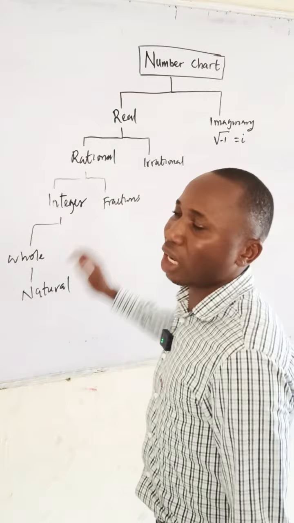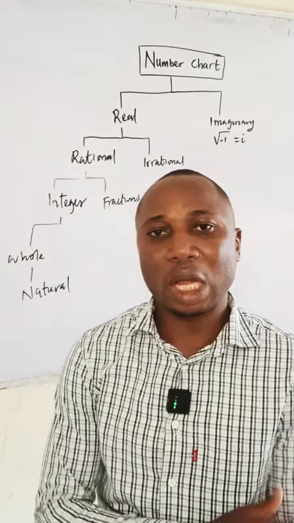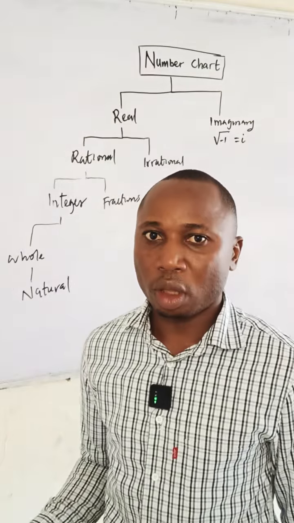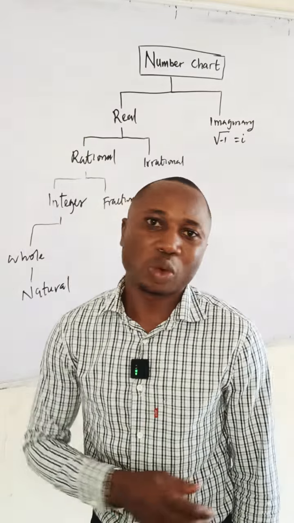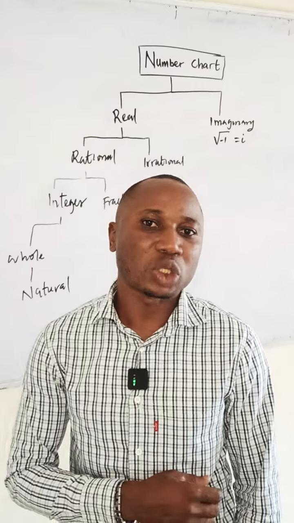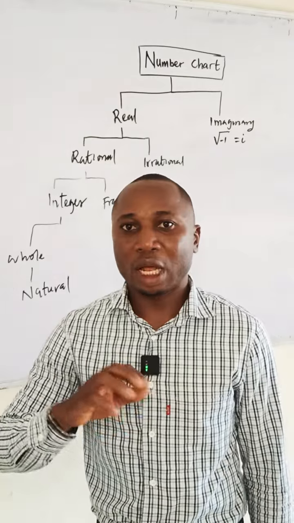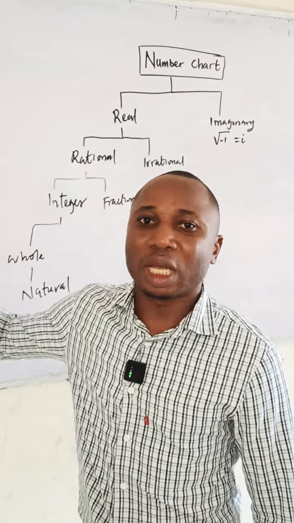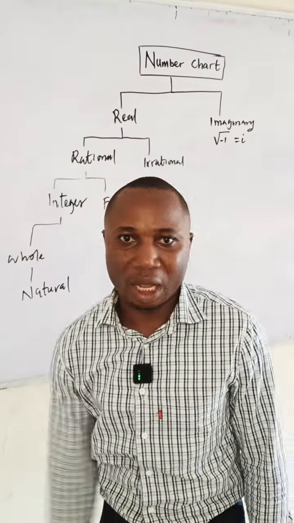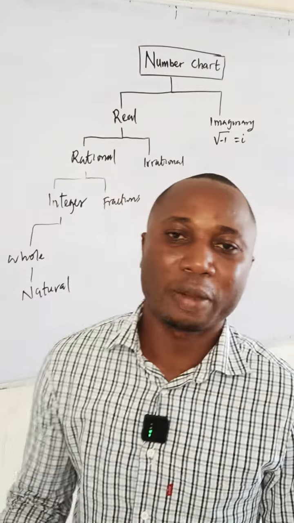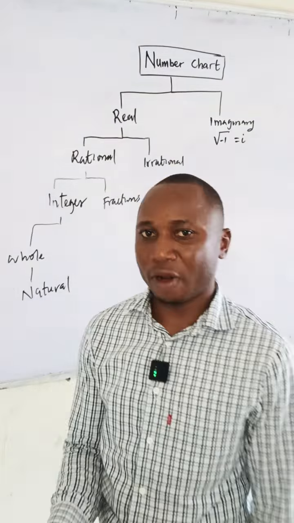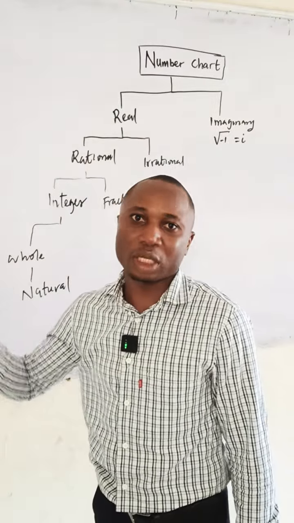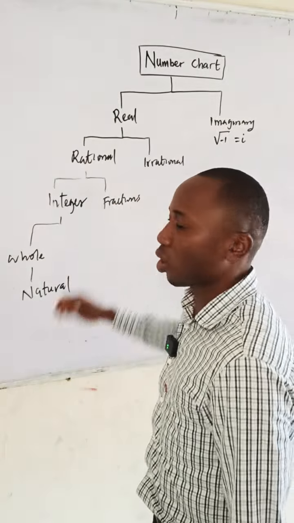So those are referred to as rational numbers. Then the irrational numbers are those set of numbers that you cannot express as fractions. For instance, root 2, pi, all those ones, the values are so large. When you punch it on the calculator, you discover that you have 2 point something. After the point, you have several numbers. So such numbers cannot be expressed as fractions. So they are called irrational numbers. All of these are under irrational numbers.